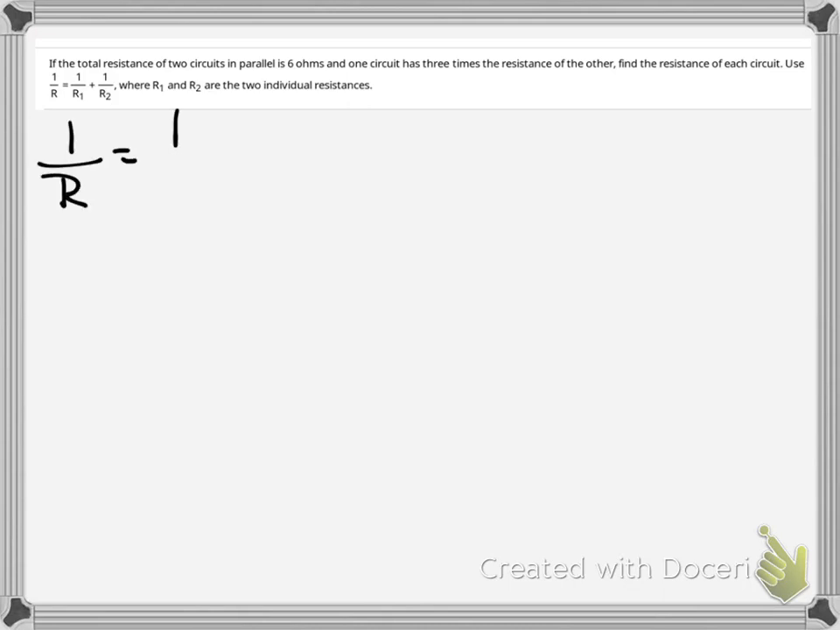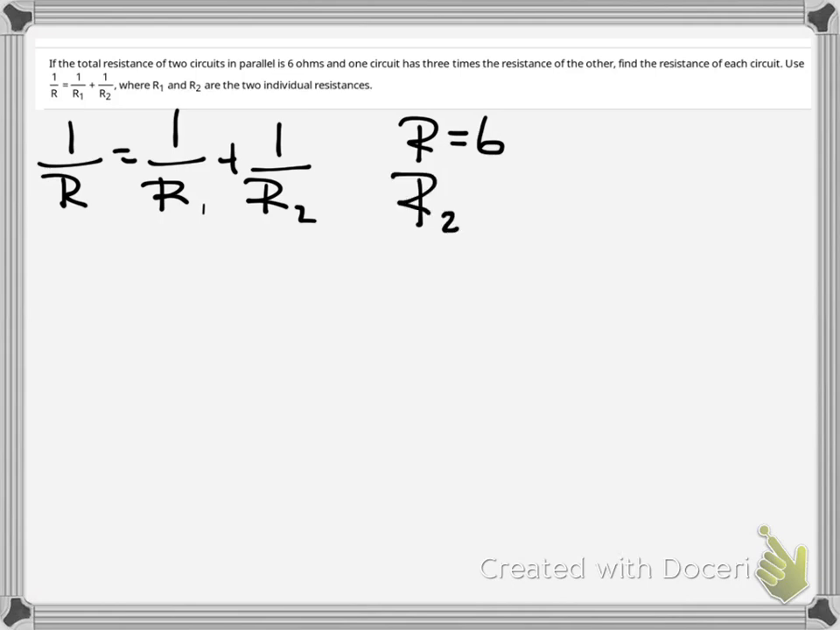For this problem, we're told that the combined resistance is 6 ohms. So R is equal to 6. And we know that the resistance of one of the circuits is 3 times greater than the other one. So we could say R sub 2 is 3 times R sub 1. Or you could go the other way around. You could write R sub 1 is 3 times R sub 2. It really doesn't matter.